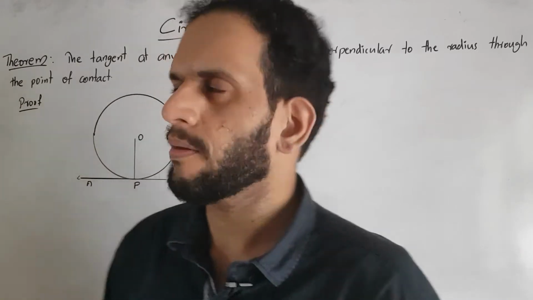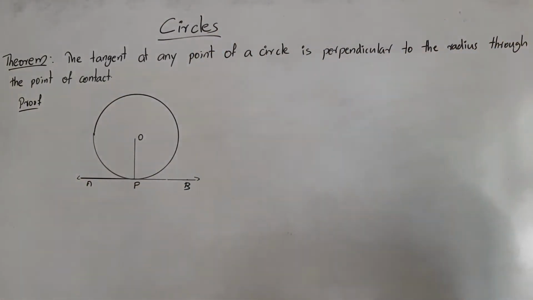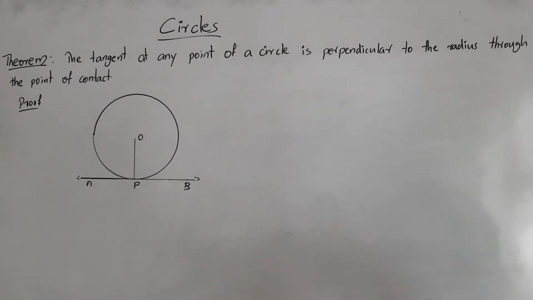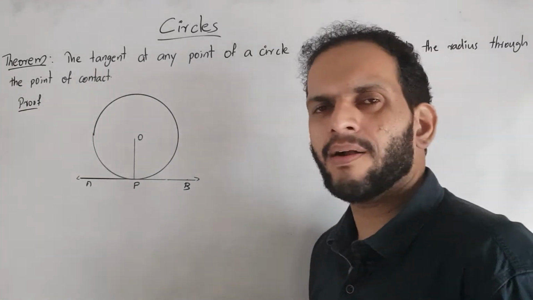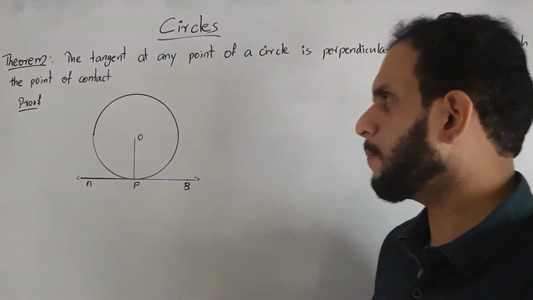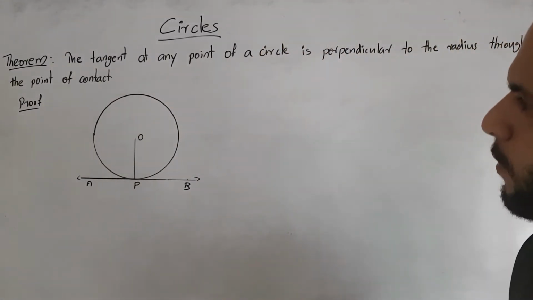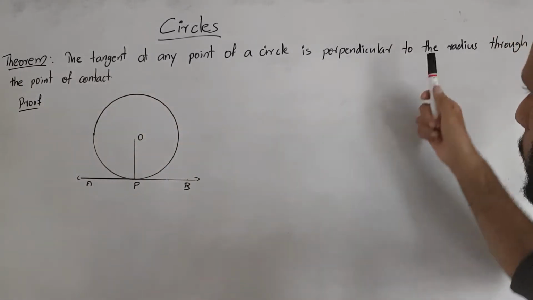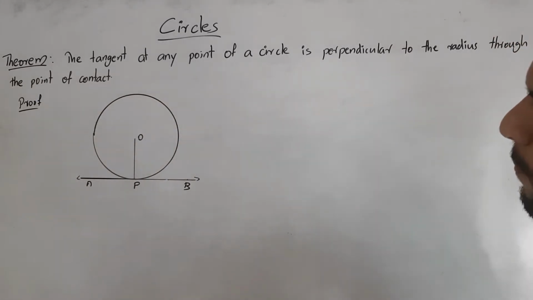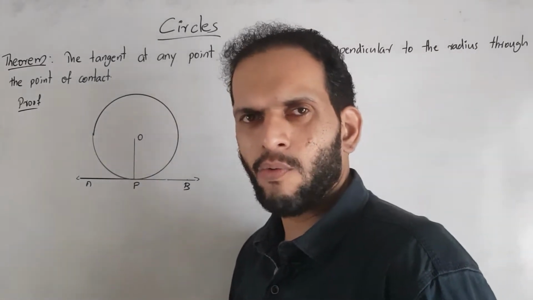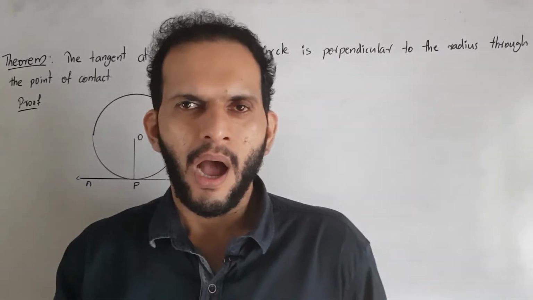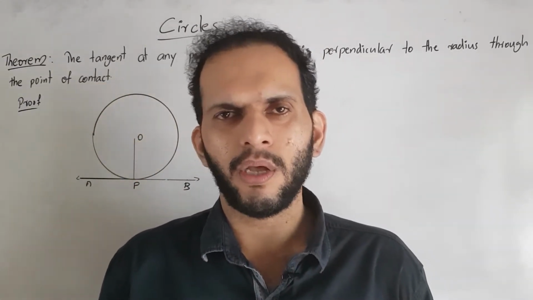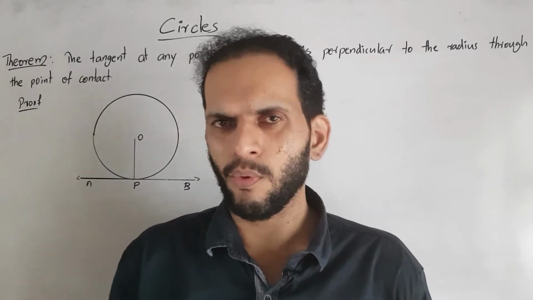The theorem statement is like this: the tangent at any point of a circle is perpendicular to the radius through the point of contact. This is a very important theorem, and this result is also very important. The tangent at any point of a circle is perpendicular to the radius through the point of contact. What we need to prove is that the radius drawn to the point of contact is always perpendicular to the tangent.